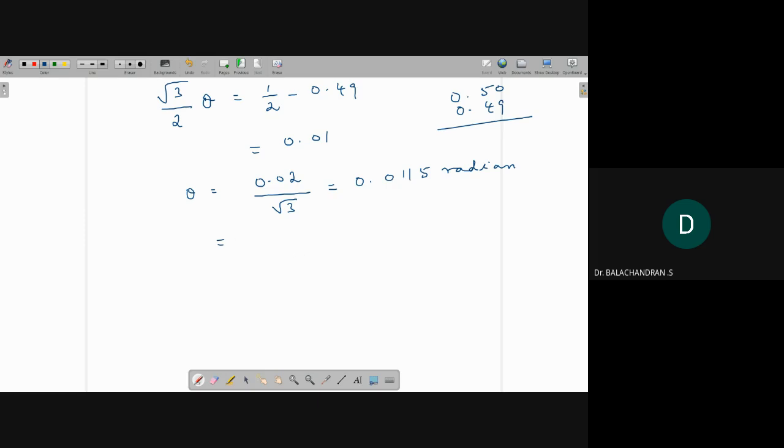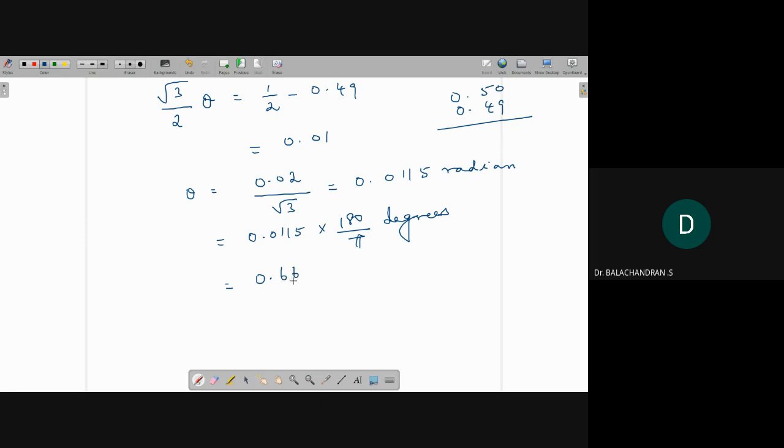So 0.0115 radians, I convert into degrees. So into 180 divided by pi. We'll get 2.07846, divided by pi, if you press shift exp, that is pi, 0.6615. Is it correct?